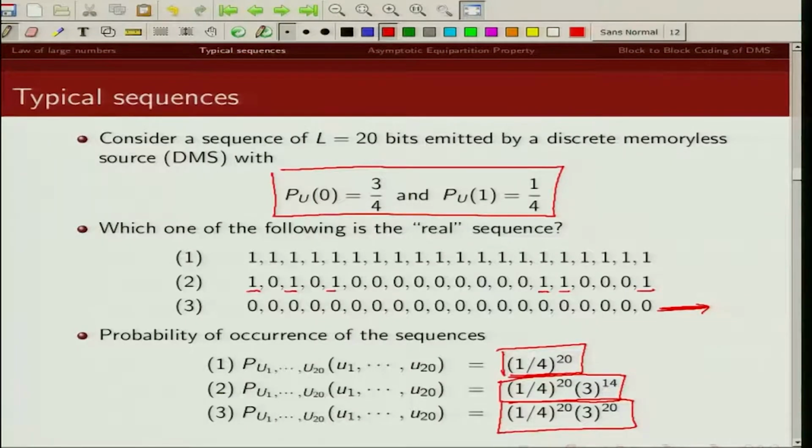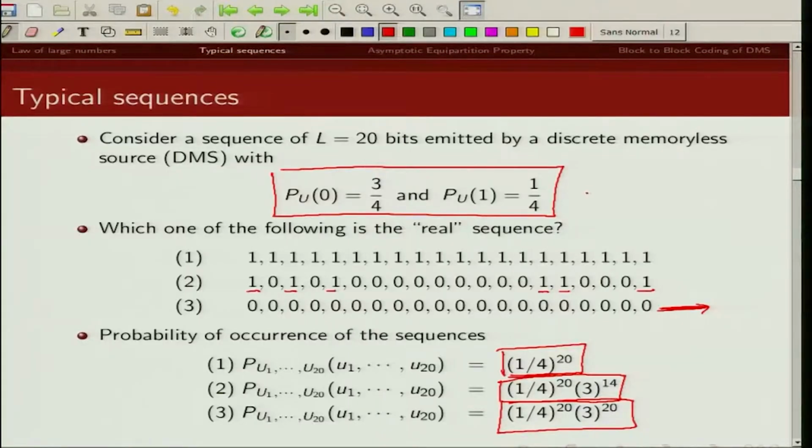Why is this unlikely to come out of this particular source? Because I have been given that probability of occurrence of 0 is 3 by 4 and probability of occurrence of 1 is 1 by 4. So if I take large enough block size, it is likely that I should get 0 3/4 of the time and I should get 1 1/4 of the time. So an all zero sequence or an all one sequence is very unlikely to come out of this particular source.